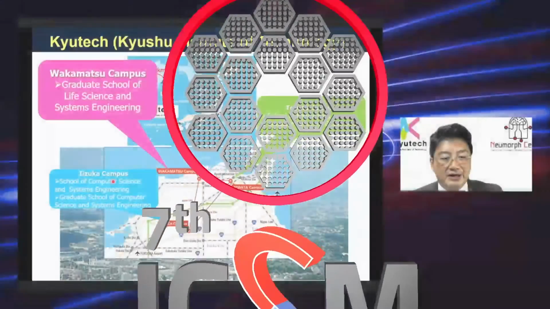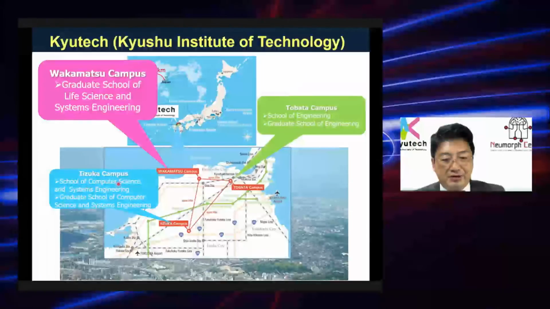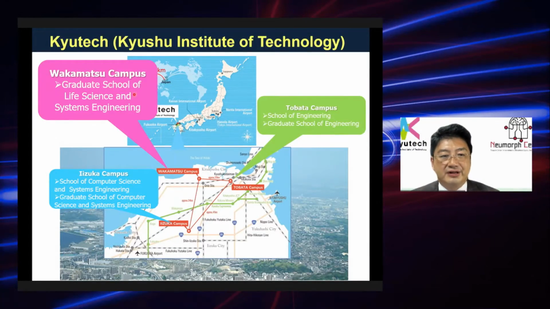And the second one is Iizuka campus for computer science. And the third is Wakamatsu campus for graduate school of life science and system engineering.